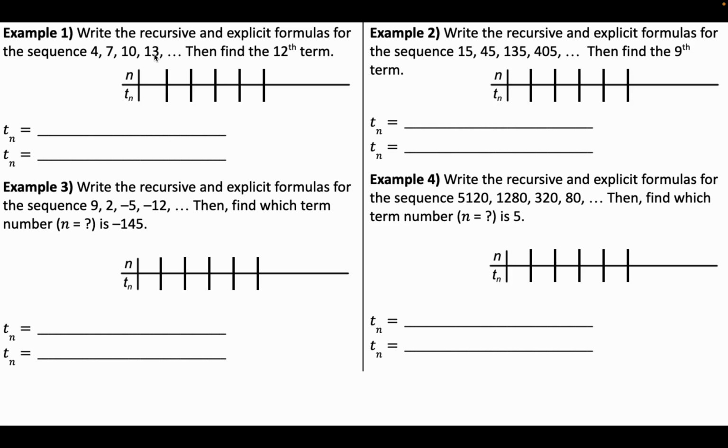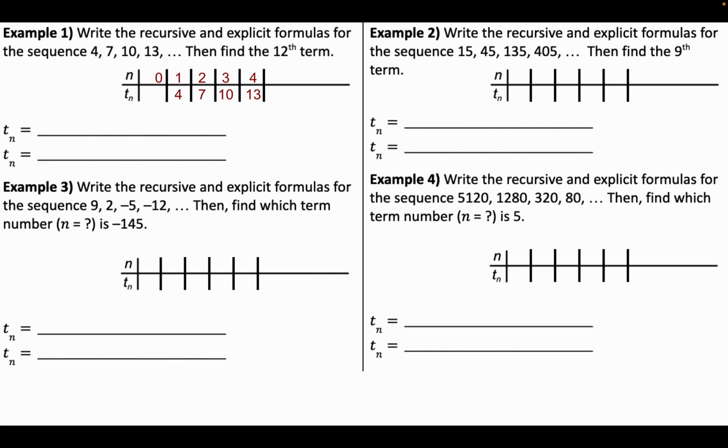We saw that one on the other page. You can see that I filled it in here, 4, 7, 10, 13. These are the values of t to the n. I also filled in the n values up here. So 4 is the first term of our sequence, 7 is the second term, 10 is the third, 13 is the 4th term. I also put a 0 up there, even though we don't actually know what the 0th term is yet. We'll need that when we write our explicit formula, so I'm just leaving that blank for now.